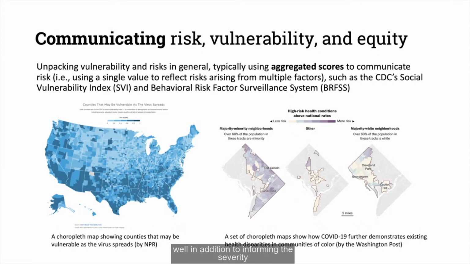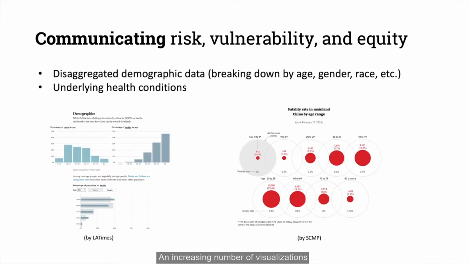In addition to informing the severity, there is some work that has been done to communicate risk, vulnerability, and equity. One of the most commonly used approaches is to communicate vulnerability and risk in general, typically using aggregated scores to communicate risk. An increasing number of visualizations have added disaggregated demographic data in their existing visualizations as governmental authorities begin to release this sort of data of the patients. For example, using bar charts to display demographic distribution of affected populations.